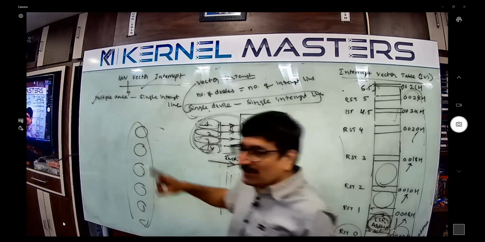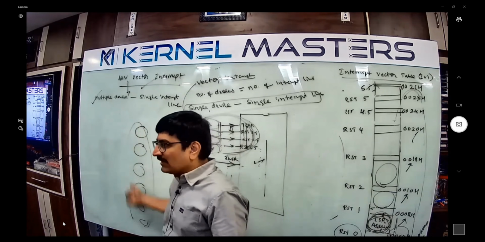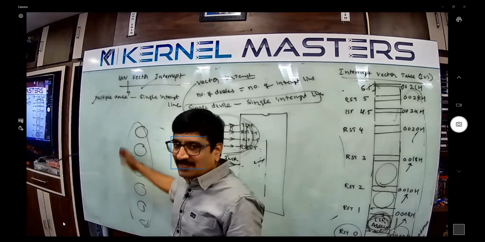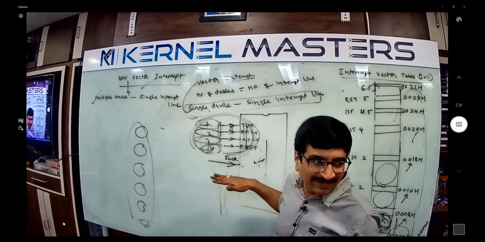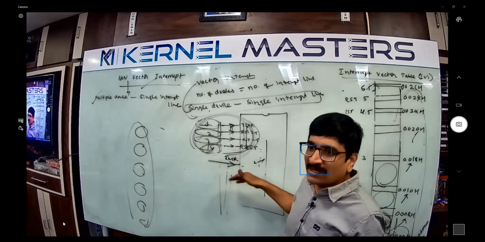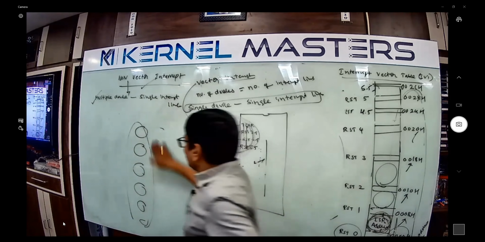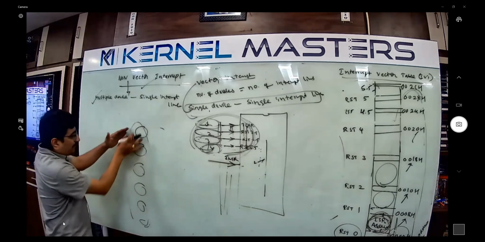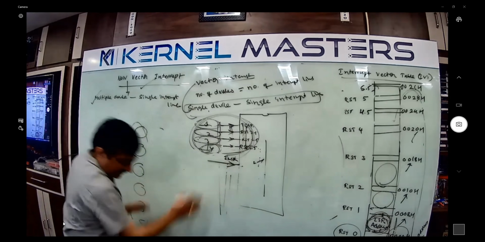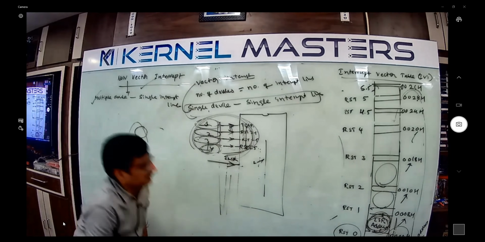Only one interrupt. The microprocessor points only to what? One. Whether there are 10 devices or 30 or 40, whatever the number of devices, the microprocessor points only to one. So the burden automatically reduces. So you can see how to convert multiple line devices to a single line.